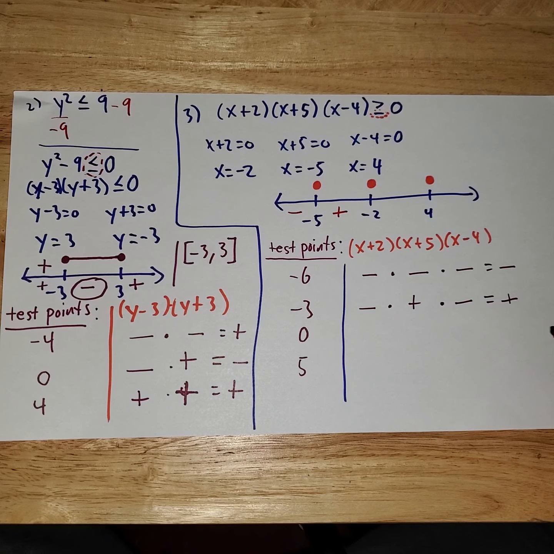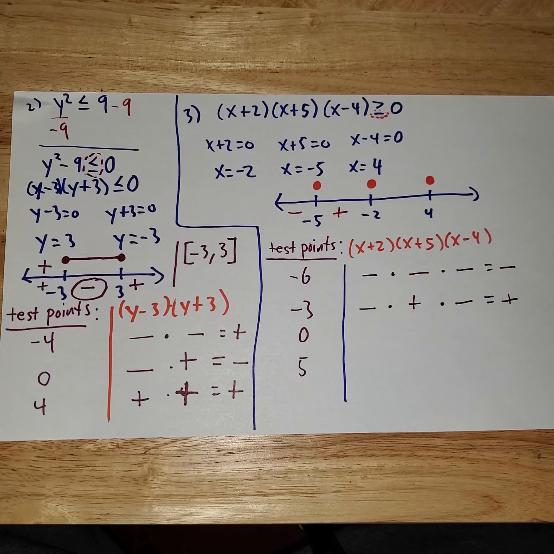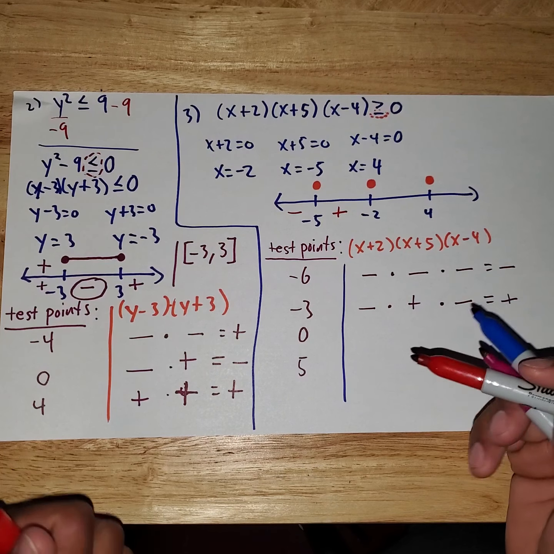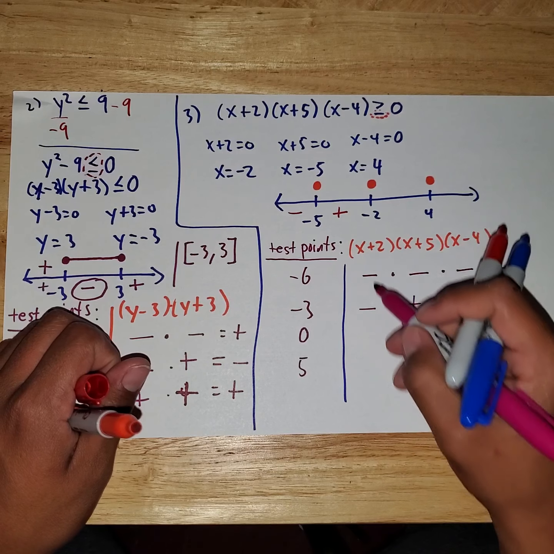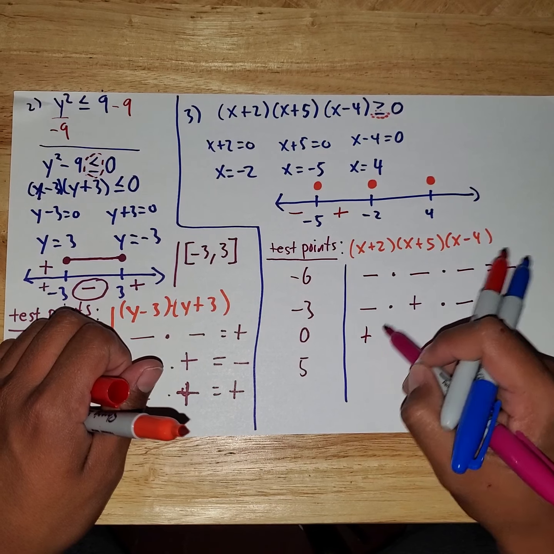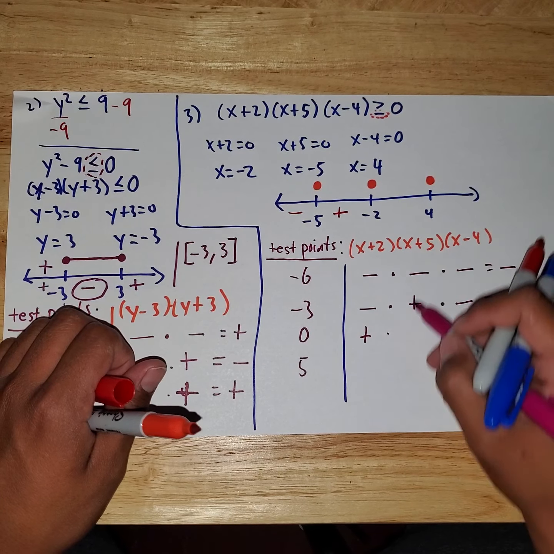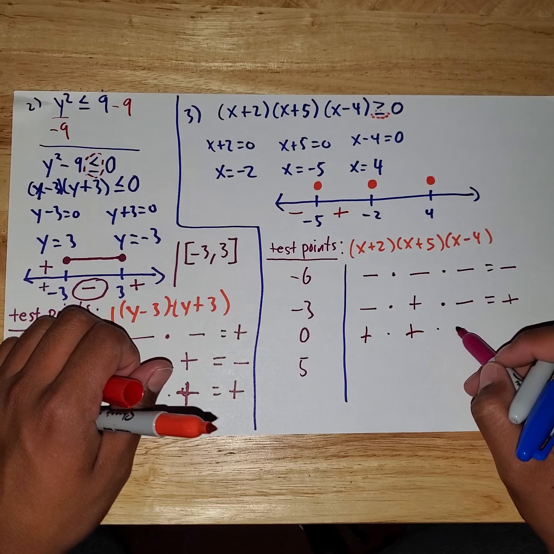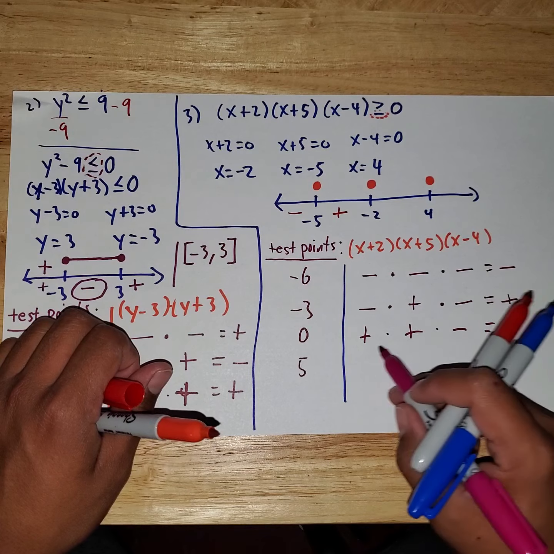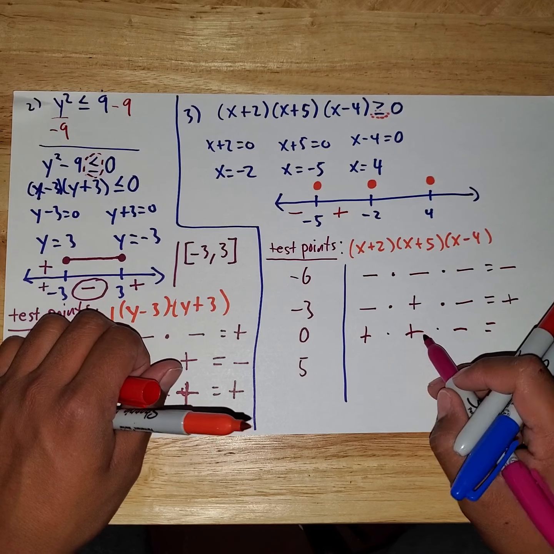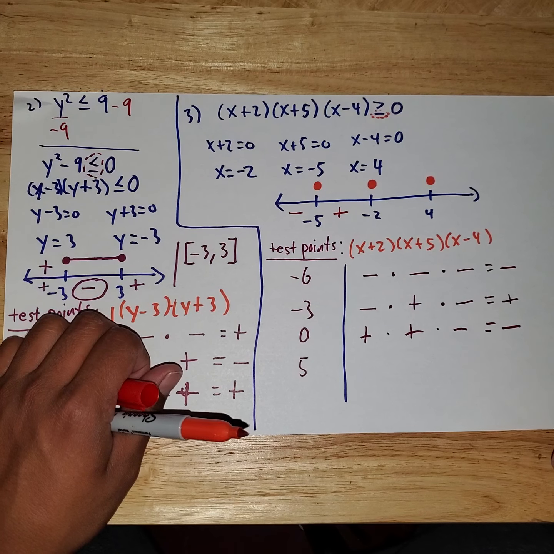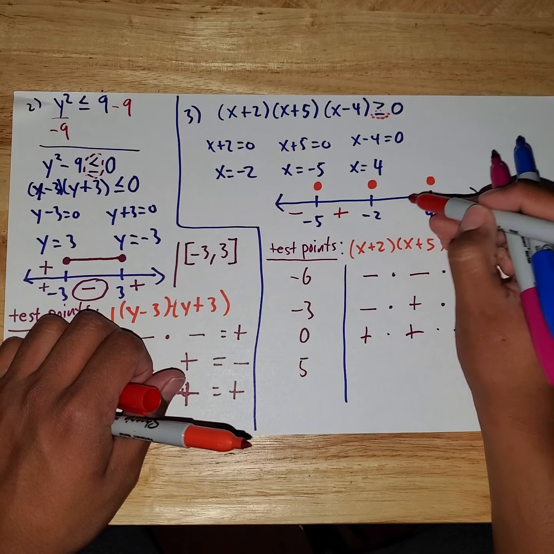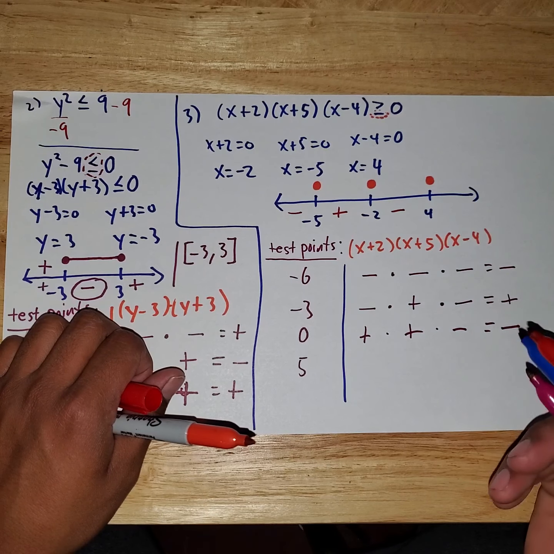And then now we have to try another test point. So if I plug in 0 here, that's going to be positive. Times I plug in 0 here, that's still going to be positive. Times I plug in a 0 here is going to be negative. And a positive times a positive is positive, times a negative will leave you with a negative. So everything here is negative.